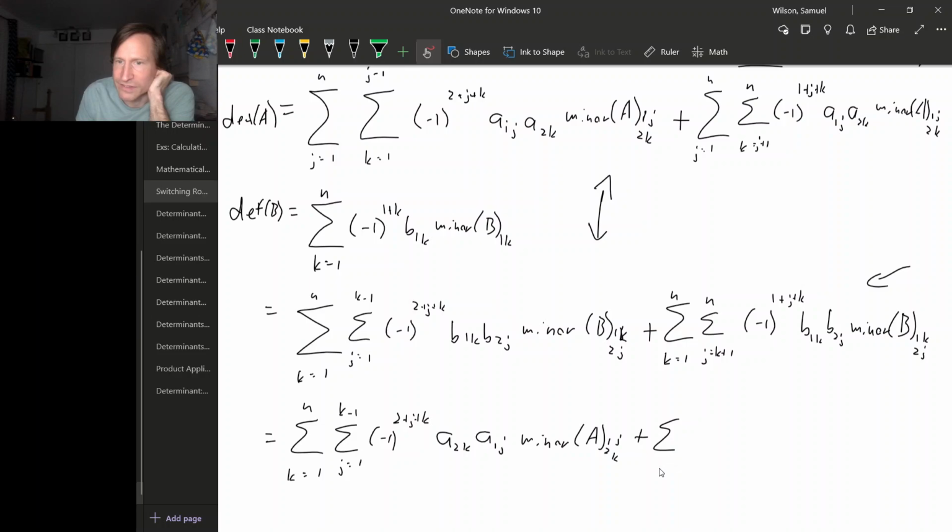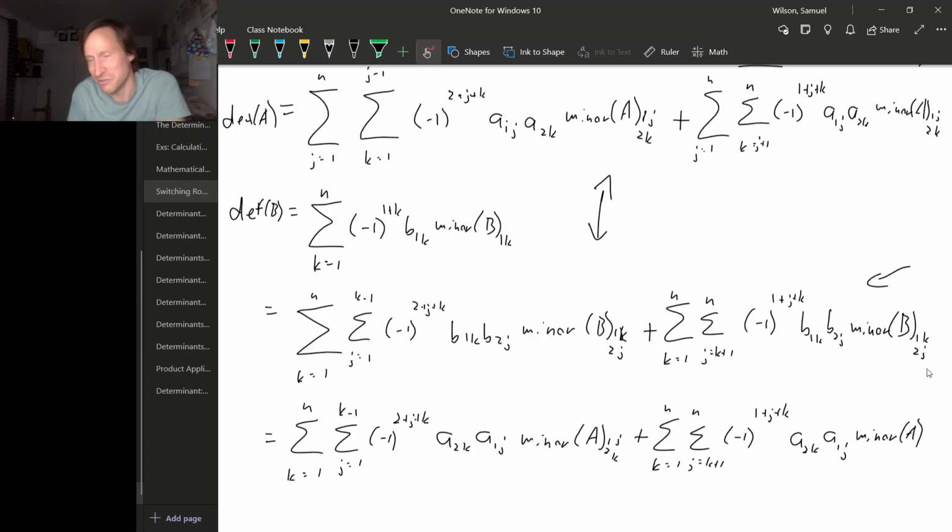And then the same thing for this second double sum. So sum from k equals 1 to n, sum from j equals k plus 1 to n, minus 1 to the 1 plus j plus k, times, so again, b1k, that's a2k, and b2j, that's a1j. And then we have the minor. And then this minor with B is the same thing as A because we've deleted the two rows that we switched. So deleted rows 1 and 2 and deleted columns J and K.